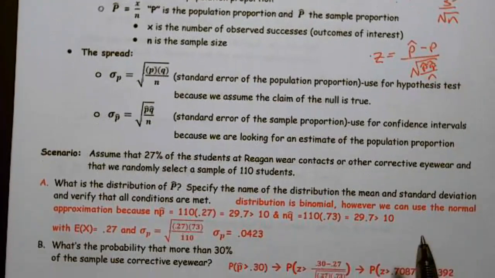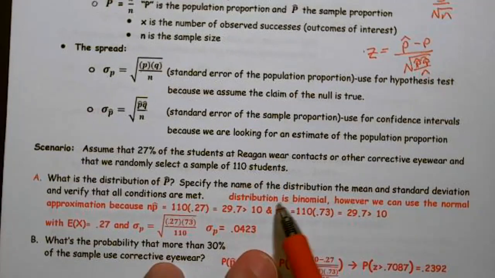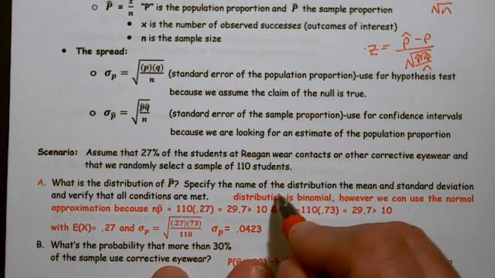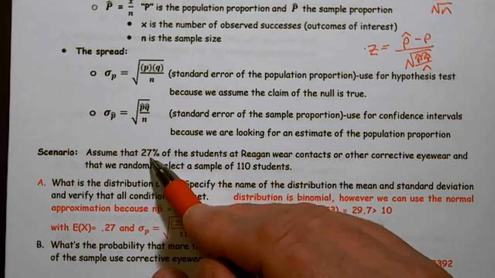So here we go. Assume that 27% of the students at Reagan wear contacts or other corrective eyewear, and assume that we randomly select a sample of 110 students. What is the distribution of P hat? Specify the name of the distribution, the mean and standard deviation, verify all conditions. The distribution is binomial because we're working with proportions and we have a fixed number of trials and we have a fixed probability.